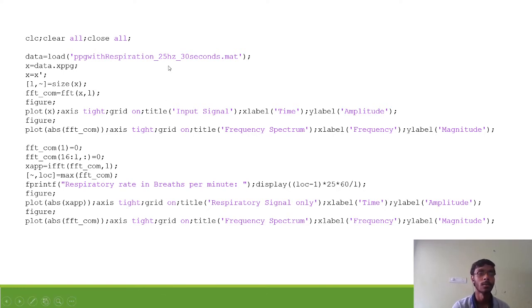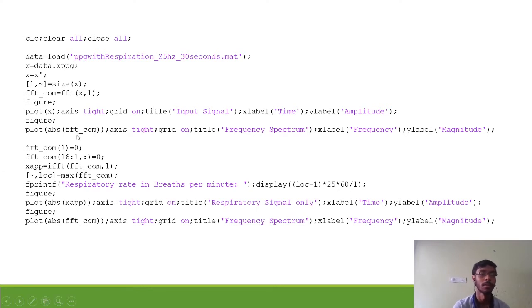Then data equals load PPG, this is the file name, and we are loading the mat file. Then we are storing the whole structure in X, that is data.xpg. Now we are transposing the column into a row and then finding the size of X, so we got the size in L. Now we are computing FFT_com equal to FFT of the input array and the size. Now we plot the amplitude, like the magnitude spectrum.